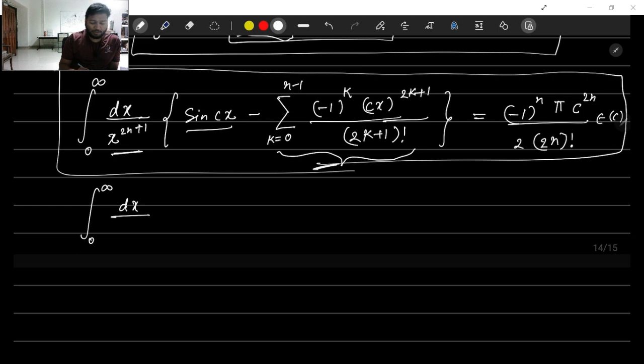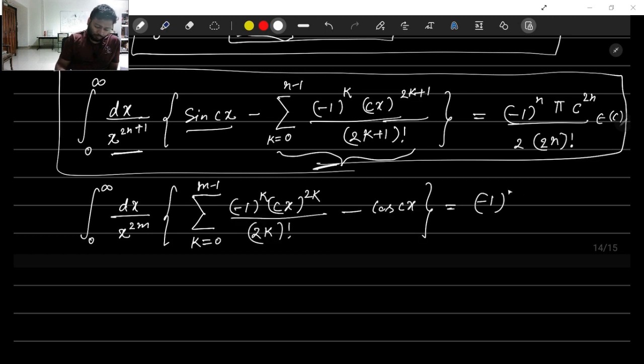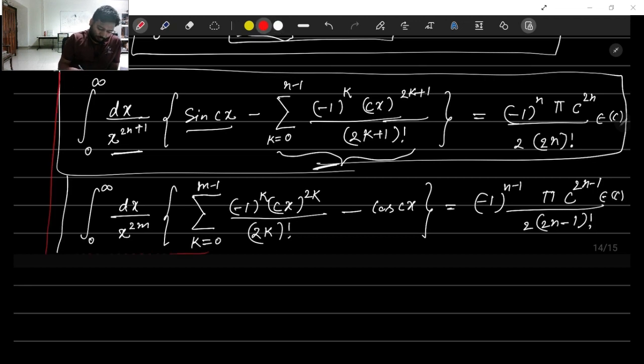Okay, if you do one more integration, alternately you are getting sine and cosine integrands. So here if you do the integration, you are going to get the cosine series, where the first m minus 1 terms will be subtracted of the cosine series. So you get these two forms of the integration.